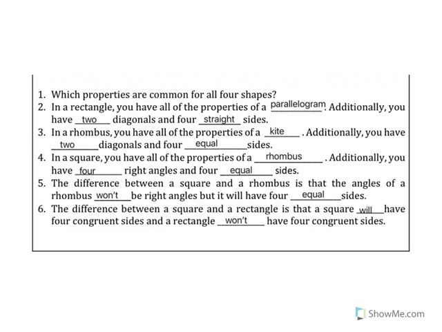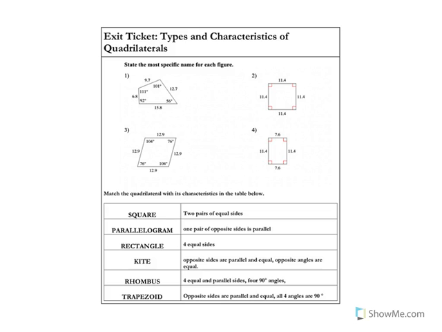And finally, the difference between a square and a rectangle is that a square will have 4 congruent sides and a rectangle won't have 4 congruent sides. There will only be 2 sets. So it's really good to think of these with the contrasts as well as the similarities. All right, so you have an exit ticket. Go ahead and define these and then do your matching below with each of the different quadrilaterals and their characteristics. Good luck.